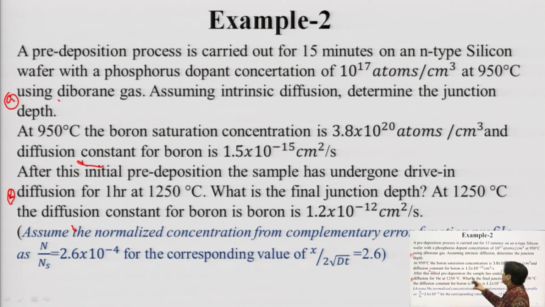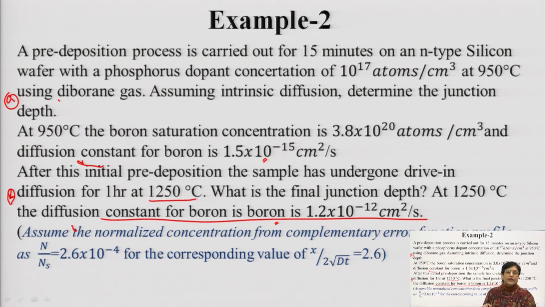After pre-deposition, a sample has undergone drive-in diffusion for 1 hour at 1250 degree centigrade. What is the final junction depth? At 1250 degree centigrade, the diffusion constant for boron is 1.2 into 10 raised to the power minus 12 centimeter square per second. So, there are two diffusion constants for boron. At 950 it is 1.5, at 1250 it is 1.2. So, you have to take into account these two diffusion constants also.